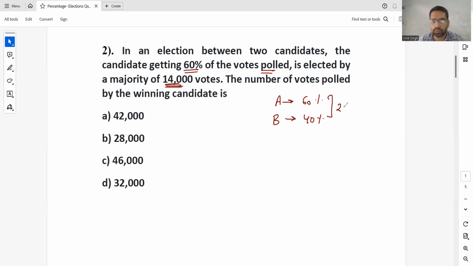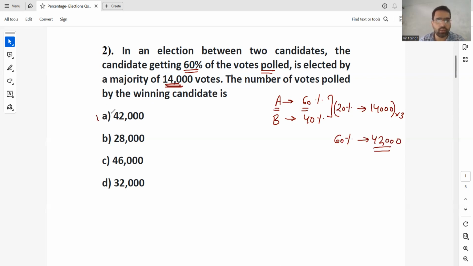Here the difference, 20%, is equal to 14,000. 20% is 14,000, and we have to find how many votes the winner got. So A gets 60%. Now the value of 20% is 14,000, and we have to find the value of 60%. So we will multiply the whole number by 3. Here 20% into 3 is equal to 60%. 14 into 3, 42.